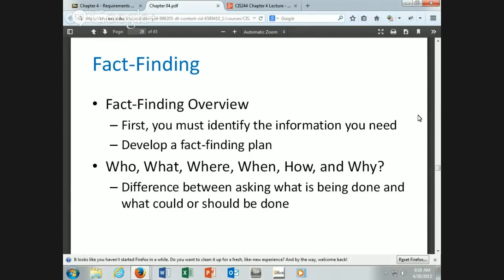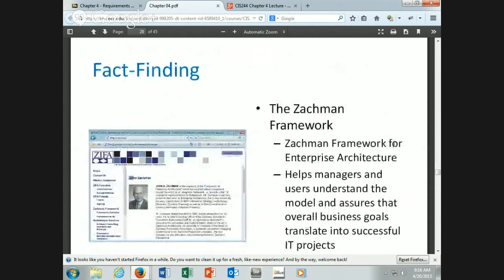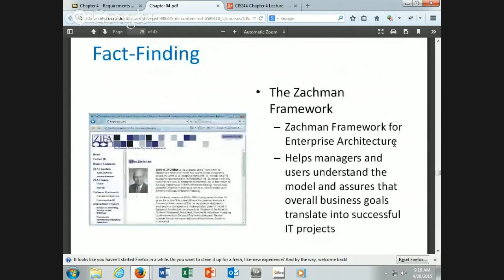We need to ask the 5 questions or the 6 questions. Who, what, where, when, how, and why. Don't skip one. Difference between asking what is being done and what could or should be done. A lot of the times with technology, folks, here's what I found out in my consulting business. Most businesses didn't know what could be done because they're not technologically savvy. Oh, well, we can build a database that would do that. Oh, you could? Yeah. What do you mean I don't have to print my book of lists, but that people could go ahead and query it and download just what they need into an Excel spreadsheet? Well, yeah.